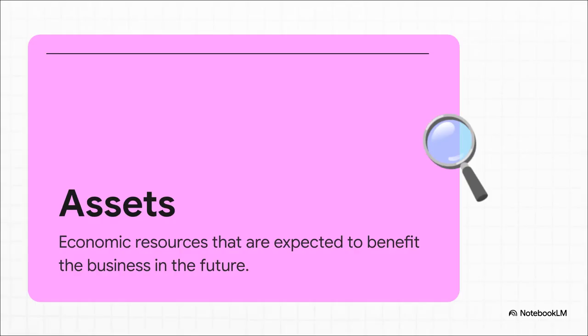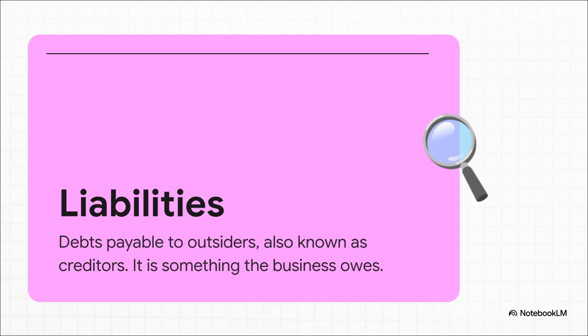So let's look at that left side. What are assets? Well, simply put, assets are all the good stuff the company owns. We're talking about things that have value, like cash in the bank, equipment, buildings, or even land. Now, over on the right side, we have liabilities. This is basically what the company owes to other people. Think of it as claims that outsiders, like banks or suppliers, have on the company's assets. It's the debt part of the story.